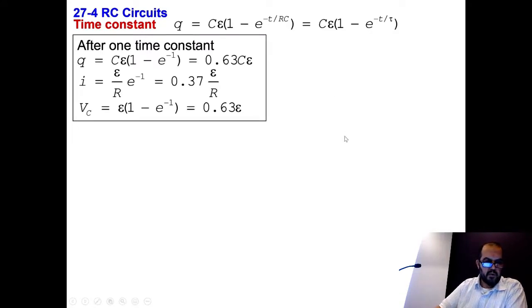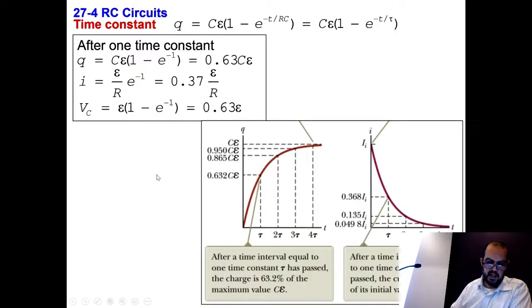So we already spoke about the time constant. The time constant is when t is equal to RC. When t is equal to RC, we said the charge is going to be 0.63 of the maximum value. The current is going to be 0.37 of the maximum value, and the voltage will be 0.63 of the maximum voltage. So these are at tau, which is equal to RC. You can see that the charge is 0.63 times the maximum charge. This is the maximum charge.